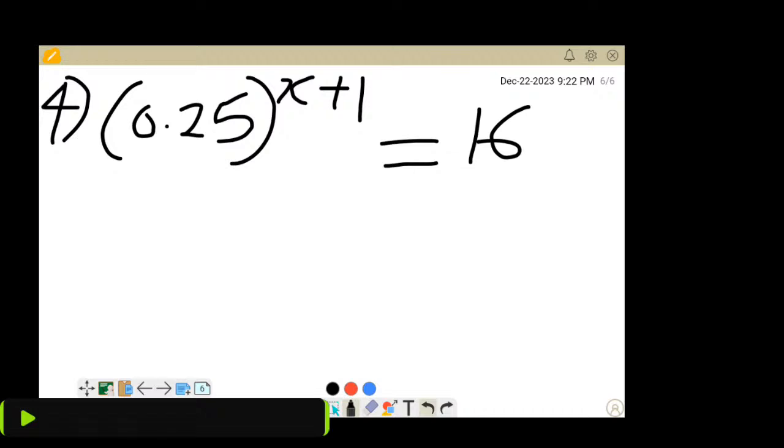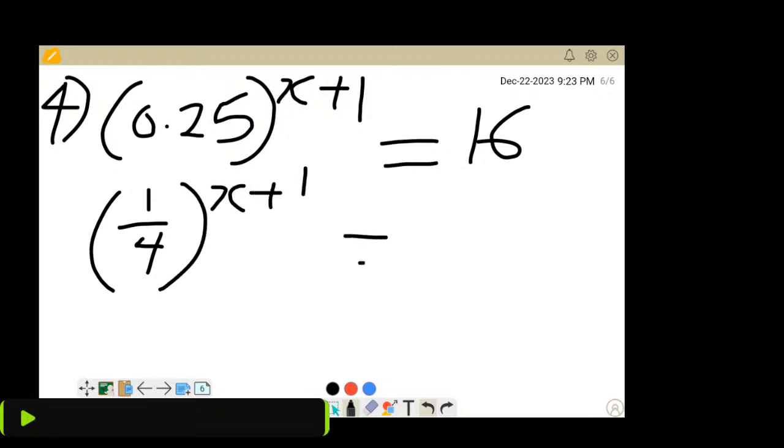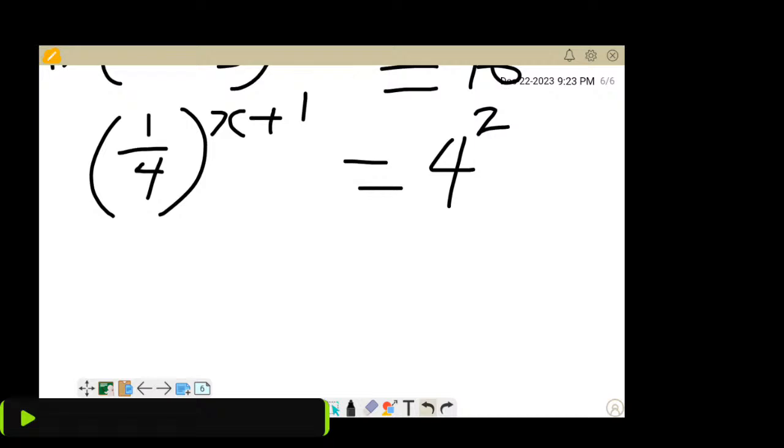We can as well apply this law of indices in solving this problem. But before we do that, we need to turn the decimal number to either a fraction or a whole number, and the best way to do this is to turn the decimal number into a fraction. The number in the bracket, 0.25, is the same thing as 1/4, and we can raise that to power of x plus 1, and 16 here is equal to 4 raised to power 2. With this, we can easily simplify this further.